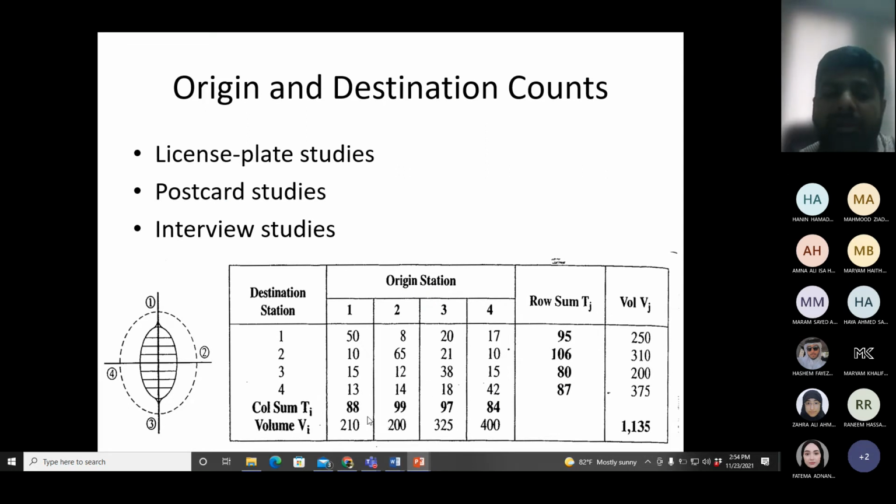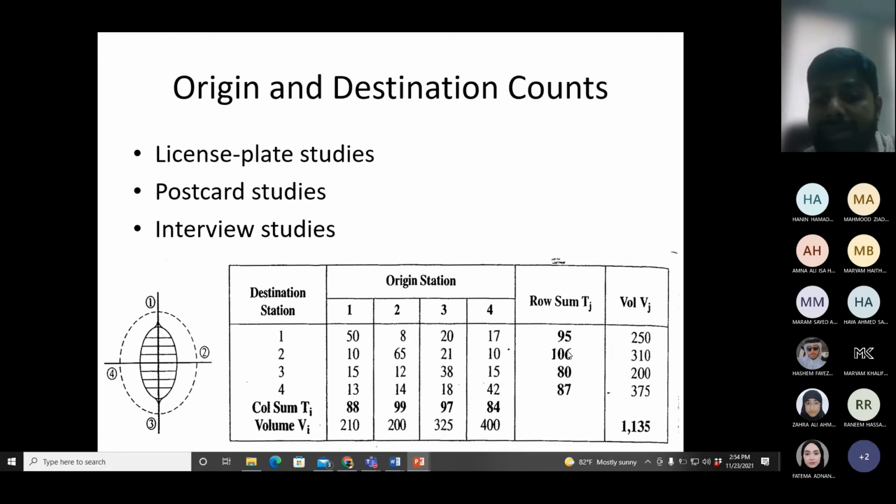Now you can see the summation for each column given here, 88, 99, and so on. And the summation of each row is also given here, 95, 106, and so on. So what is 95? Number of trips which went into zone 1. What is 106? Number of trips which went into zone 2, and so on. What are the column summations? Number of trips which came out of each zone. So 88 came out of zone 1, 99 came out of zone 2, and so on.